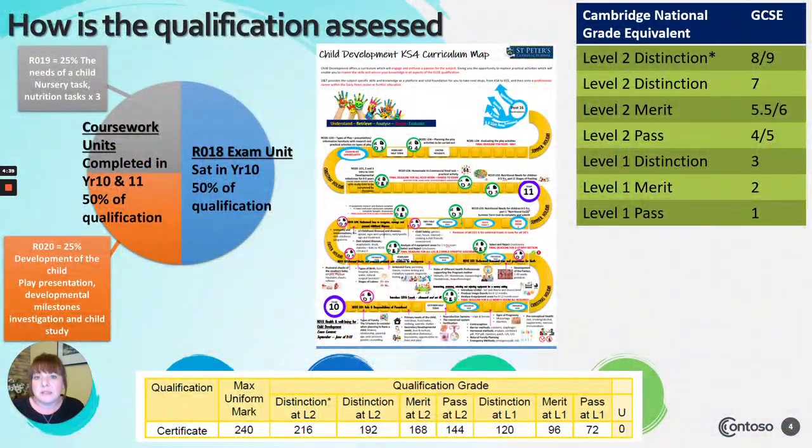How is the qualification assessed? As I said at the beginning, it's 50% exam, 50% coursework. This bodes really well for students that are maybe not strong in one or the other, because it gives them an opportunity to really balance out their grades.